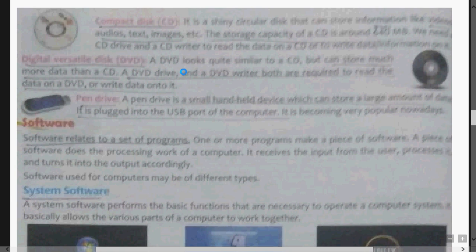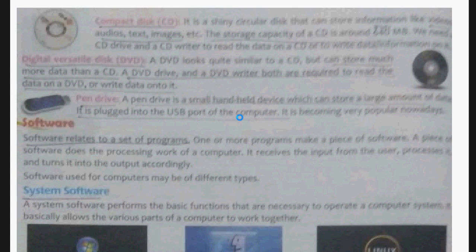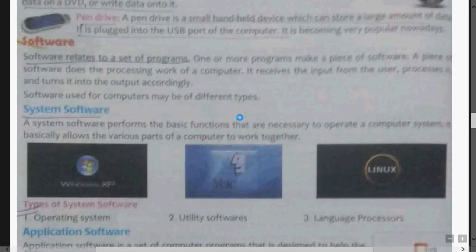Okay, next one, the pen drive. Pen drive is a small handheld device that is used to plug into the USB port in the computer, and nowadays it is very popular. Okay, next one, the software. I hope that you are understanding this point. This one is the summary. It will be very easy to understand this chapter by this summary. It is only for the revision. So let's see the portion on software.